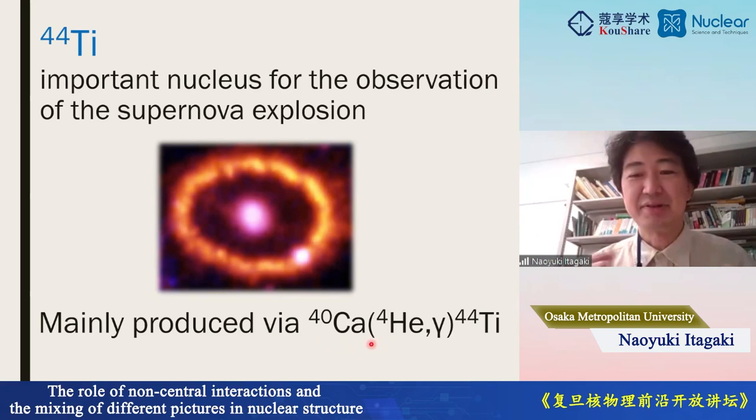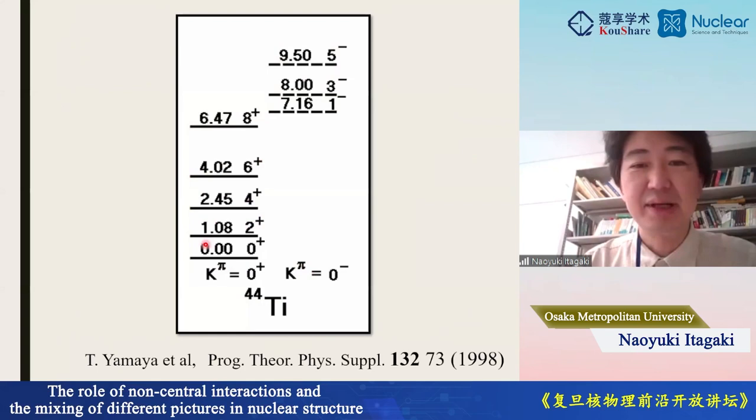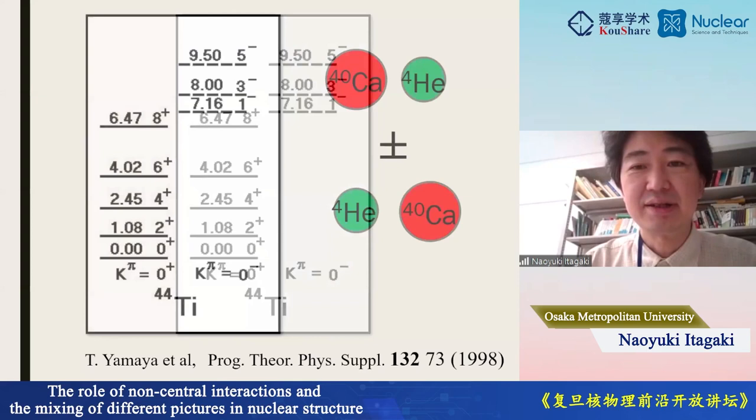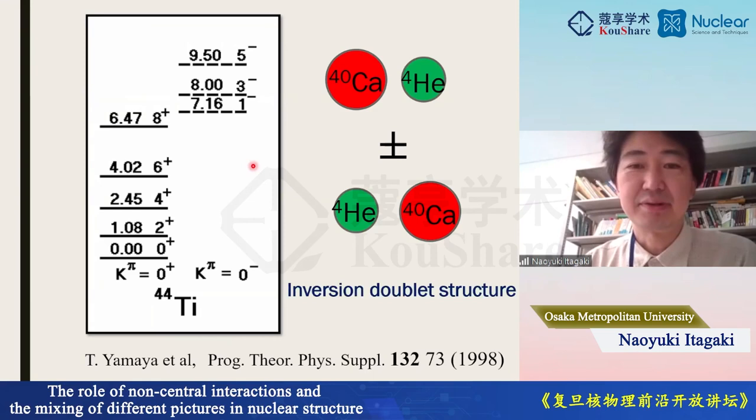So these are the energy levels of titanium 44, which has a positive parity band and a negative parity band. The presence of these two bands is supporting evidence that it has a kind of asymmetric structure. If we have an asymmetric structure and project the parity to positive or negative, we can get a positive parity rotational band and a negative parity band. This is called the inversion doublet structure.